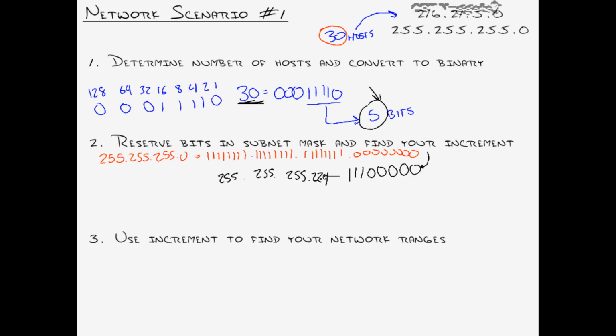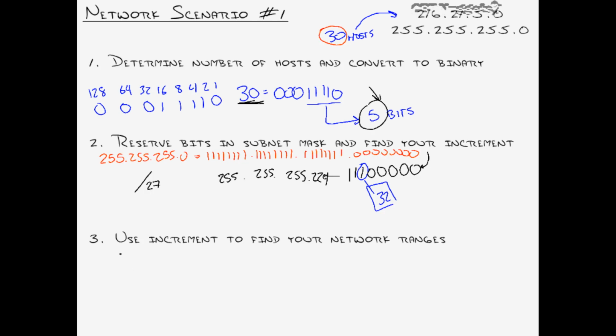If we add up all those numbers, or if we were using the bit notation, that would be a /24 plus 3 more, /27. Our increment is the lowest network bit, which is a 32. That's our increment. Now we can find our network ranges.